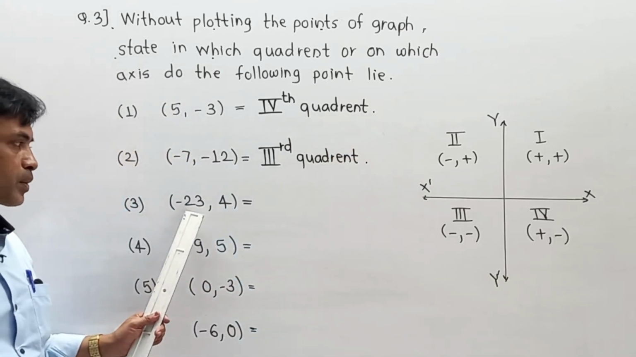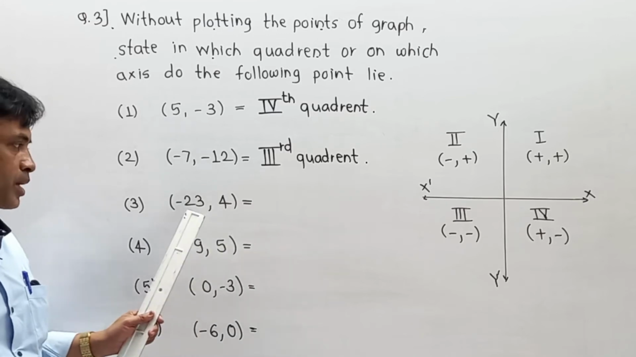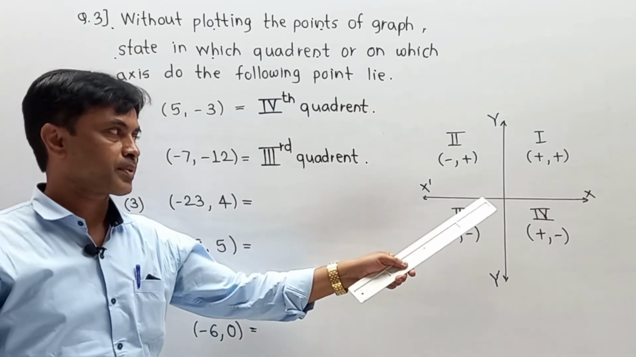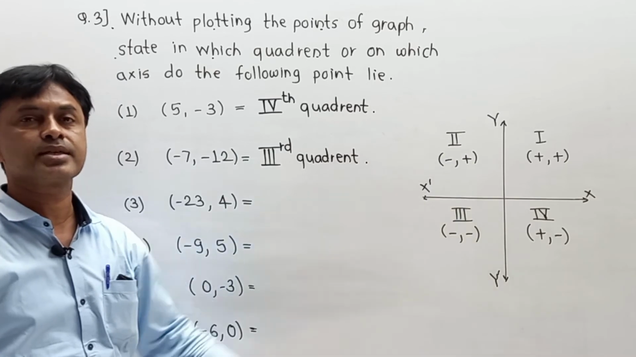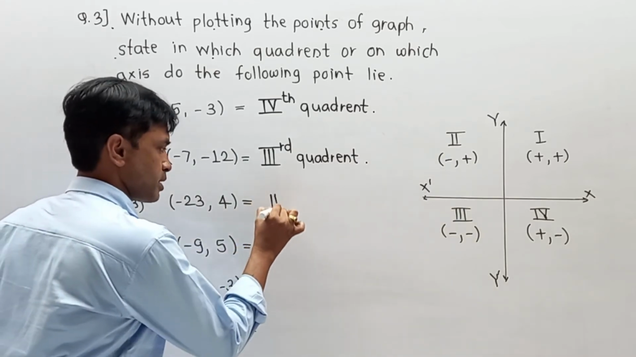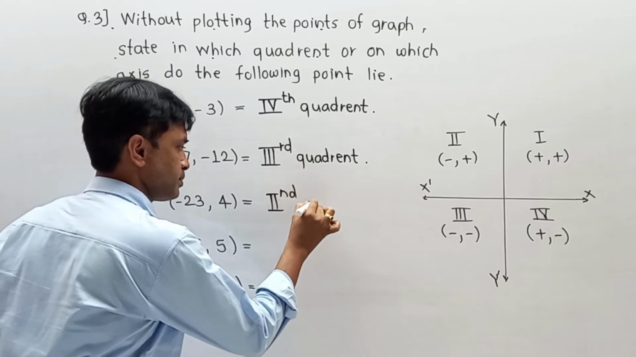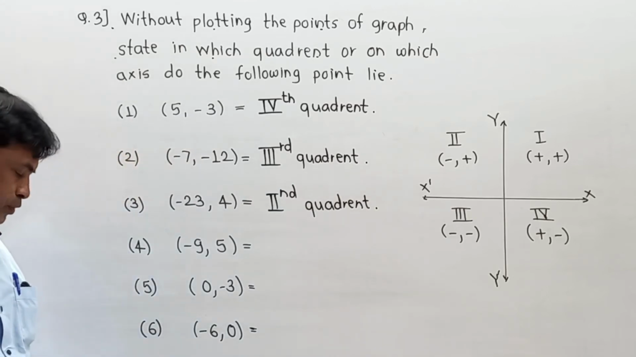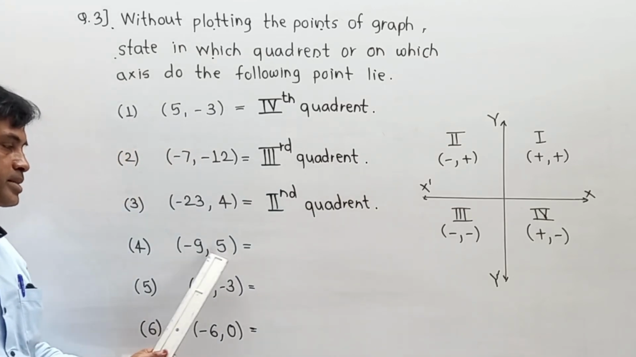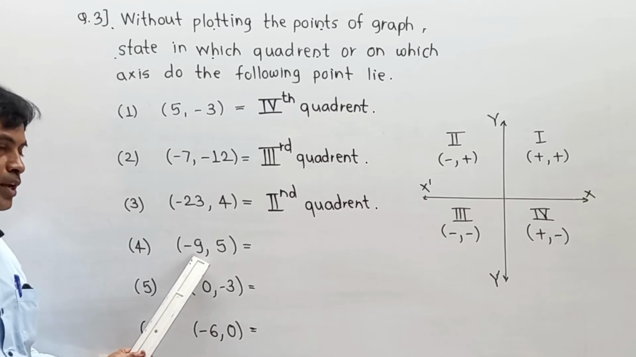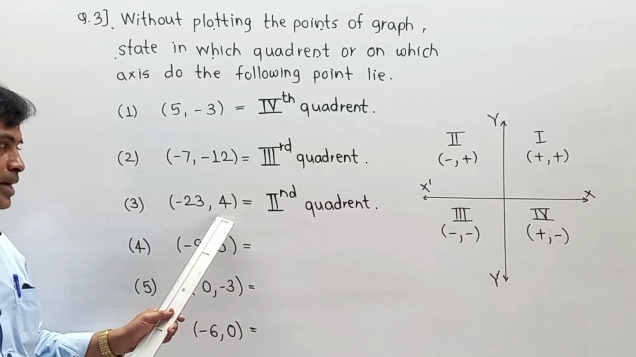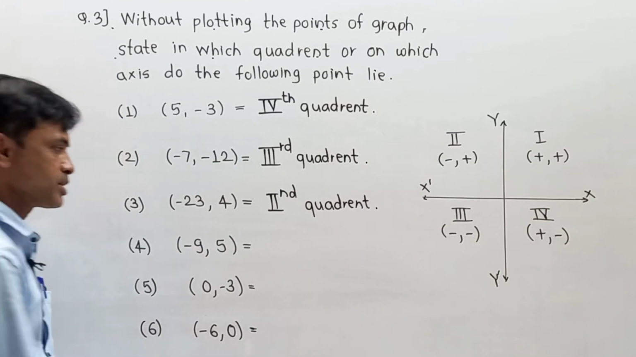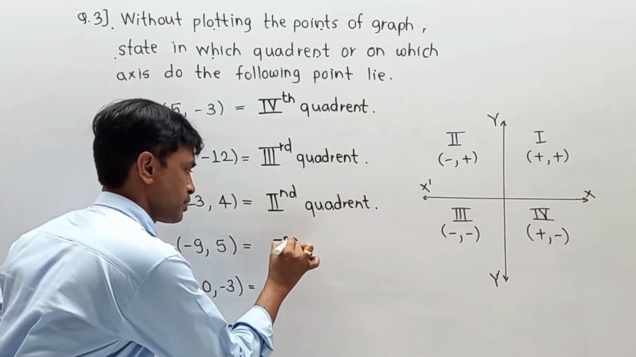Now in question number 3, the coordinate is (-23, 4). The value of x is minus and the value of y is plus. Naturally this point is in the second quadrant. So our respective answer is the second quadrant. Now the fourth point is (-9, 5). Here the value of x is minus and y is plus, same as the above numerical. Naturally this point is also in the second quadrant. So, second quadrant.